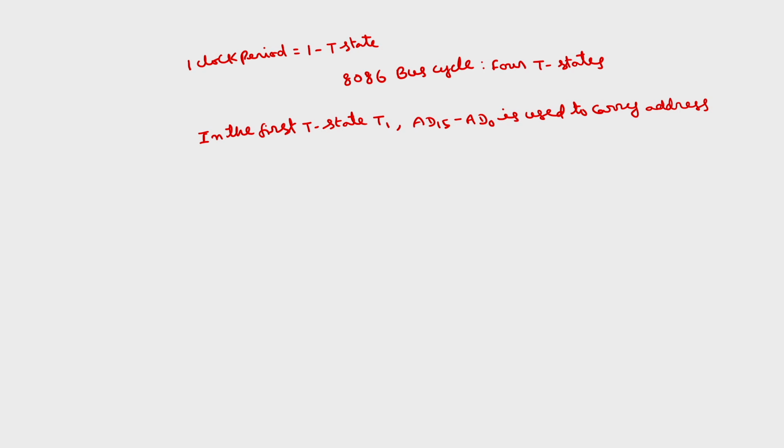Similarly, a total 20-bit physical address is required. So these are the 16 bits, and the remaining 4 bits are multiplexed with status signals. Those are called A19/S6 to A16/S3, and are used to carry the address. This is the multiplexed address data bus, whereas this is the multiplexed address status bus.